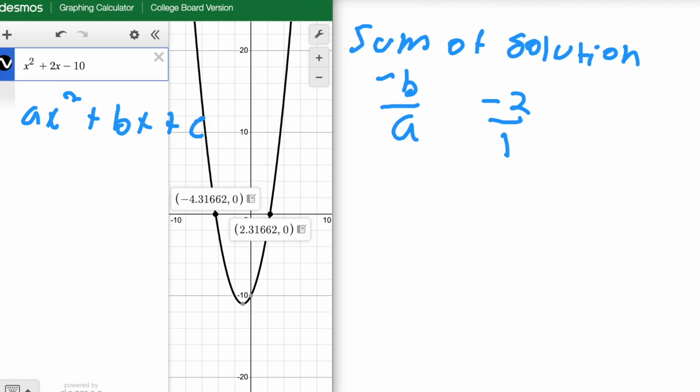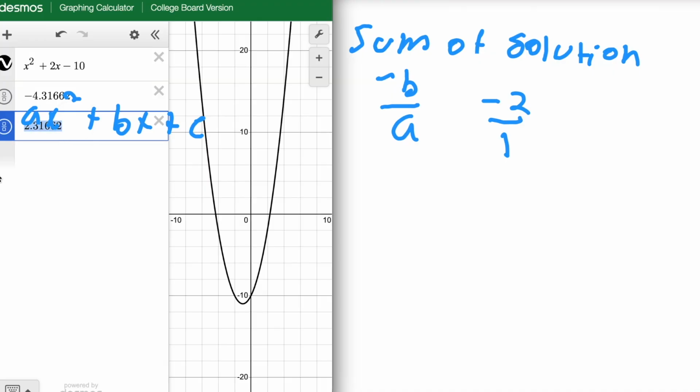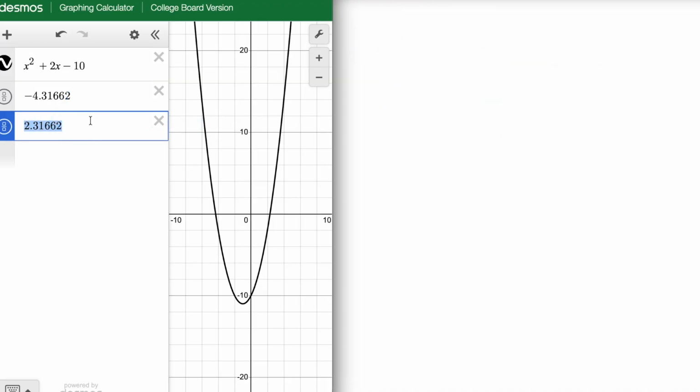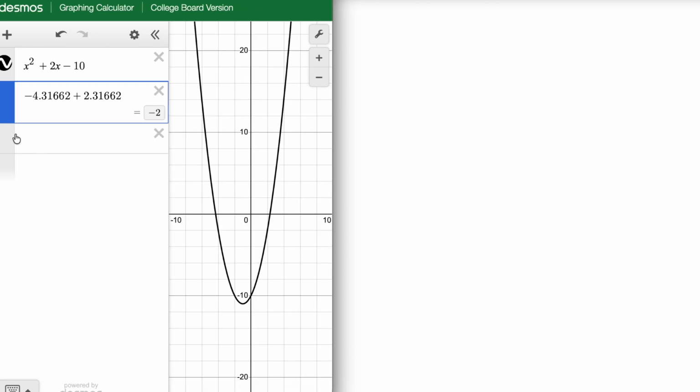If I go in Desmos and copy these two solutions over and add them together, let me erase this to see it better, this plus this would actually be -2 too. So that is just another way to do it, and that is the sum of solutions.